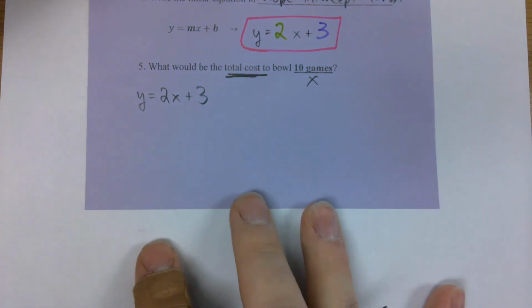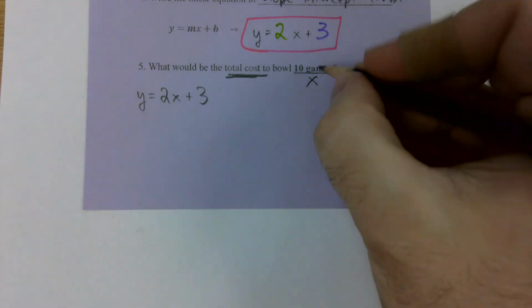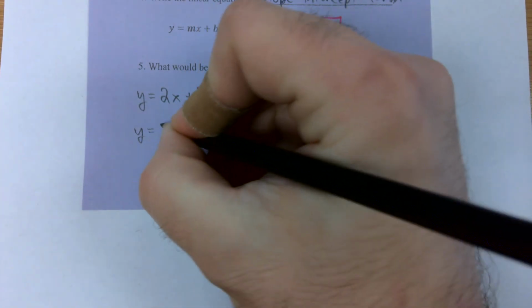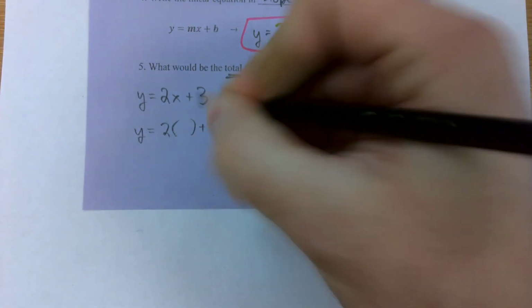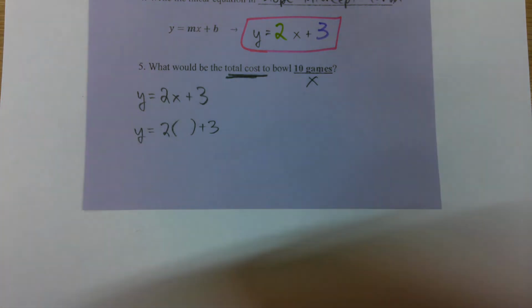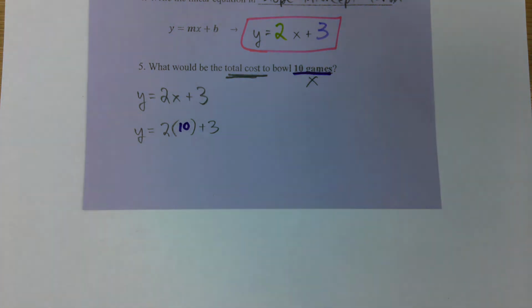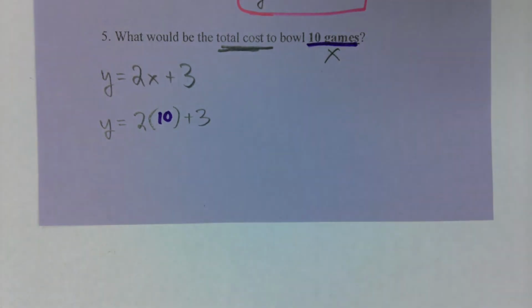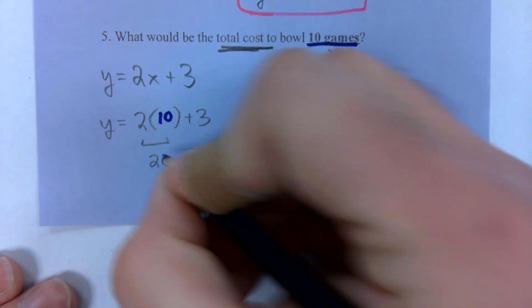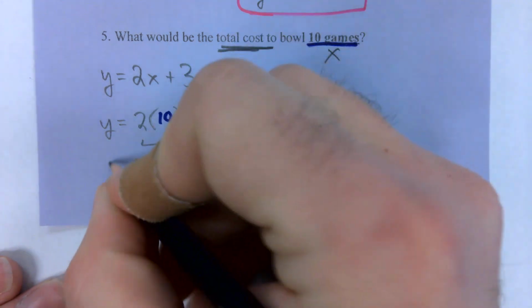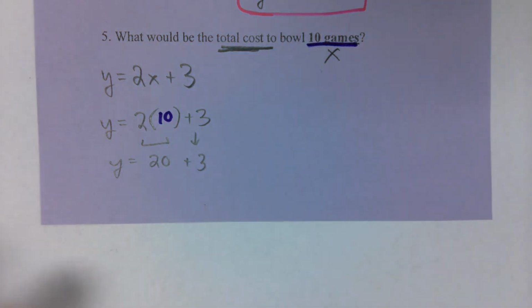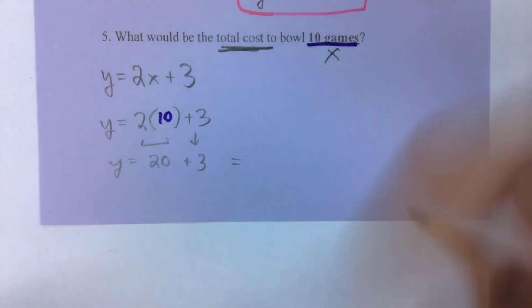So we head back down. We're going to plug 10 in for x. It's going to look just like this. I'll zoom in a little bit, sorry. So we plug 10 in for x, and then we go ahead and solve. 2 times 10 gives us 20. Plus 3. And that gives us the total cost of what? Brandon?